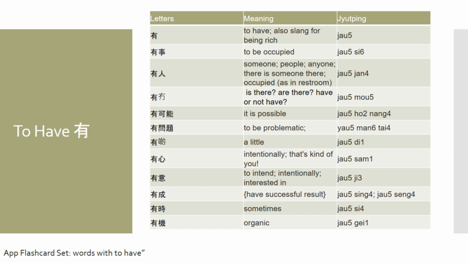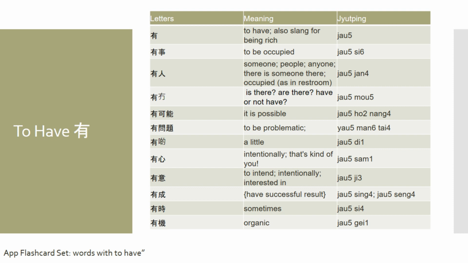Now, if I want to say it is possible in Cantonese, then I could say 有可能,有可能. If I want to say to be problematic in Cantonese, then I could say 有問題,有問題. This can mean I have a problem or I have a question, because 問題 actually means question.